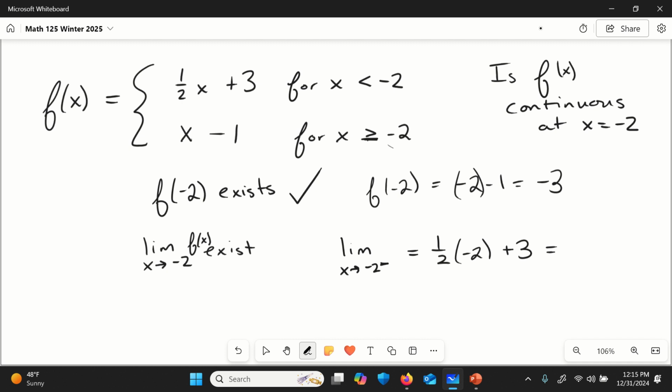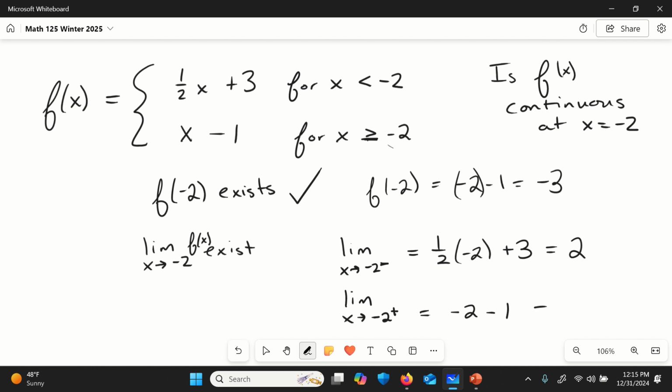1/2 times -2 is -1. -1 plus 3 is +2. If this limit exists, we should get the same value when we check the limit as x approaches -2 from the right. When values are bigger than -2, when they're on the right, we use the bottom rule for x larger than -2. So we would have -2 minus 1.